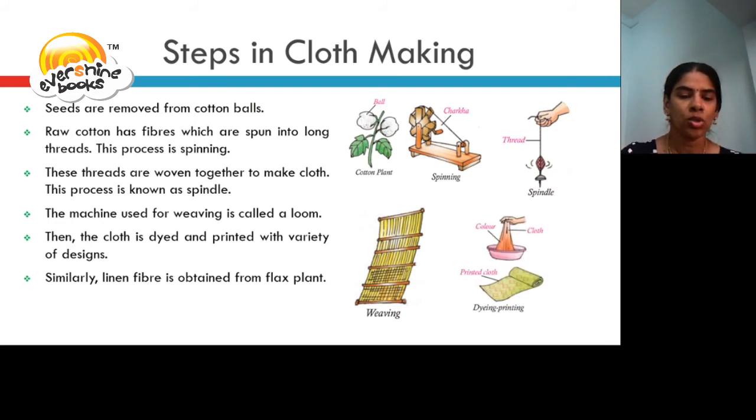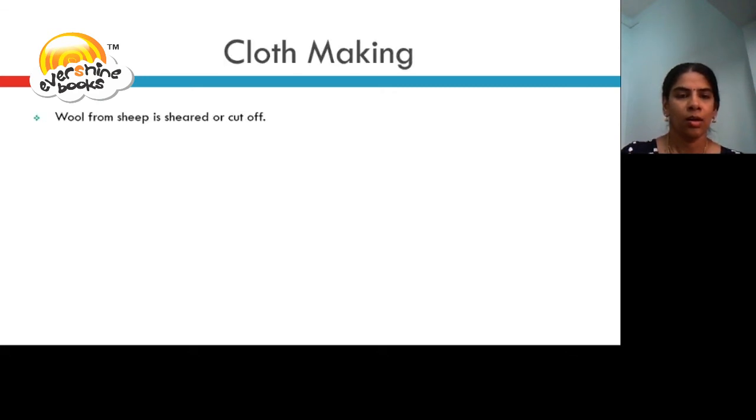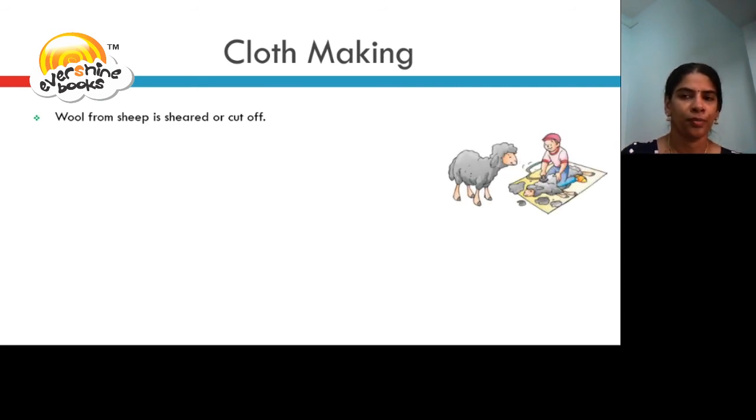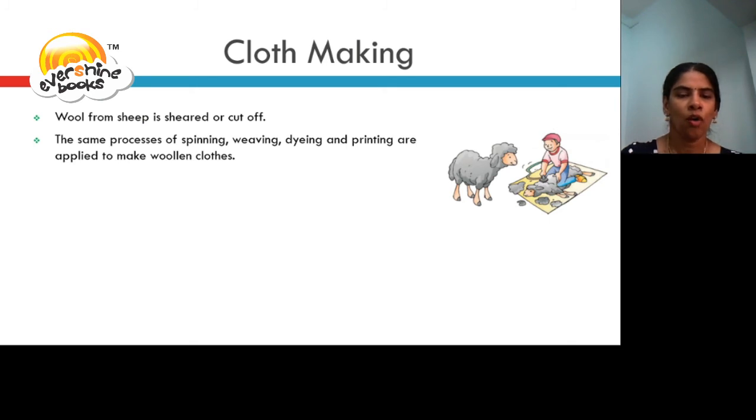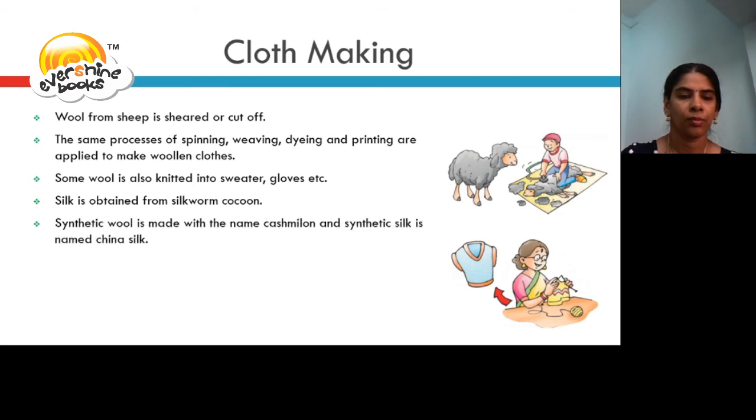Similarly, linen fiber is also obtained from the flax plant. Wool from sheep is sheared off or cut off. The same processes of spinning, weaving, dyeing and printing are applied to make woolen clothes. Some wool is also knitted into sweaters, gloves, etc. through handmade work. Silk is obtained from silkworm cocoons. Synthetic wool is made with the name cashmere. Synthetic silk is named China silk.